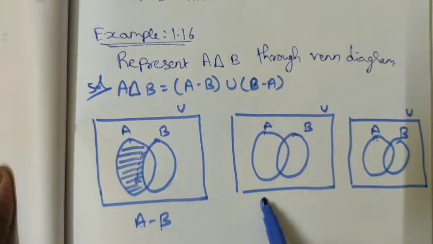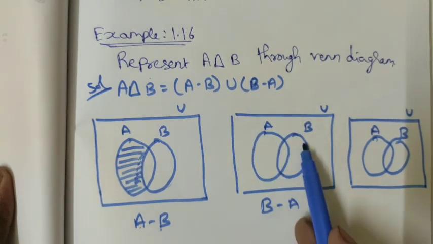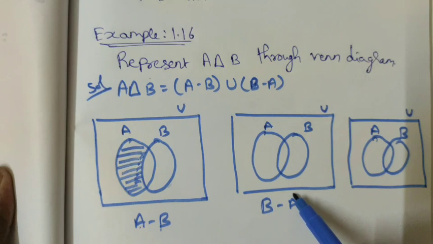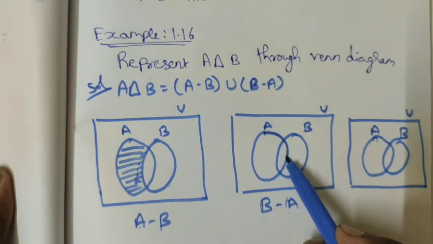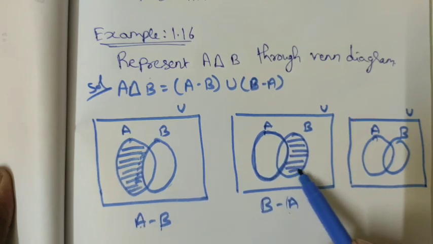And then second, we have to find B minus A. B minus A means except the second set. What is the second set here? Except A, you have to shade the remaining portion of B.